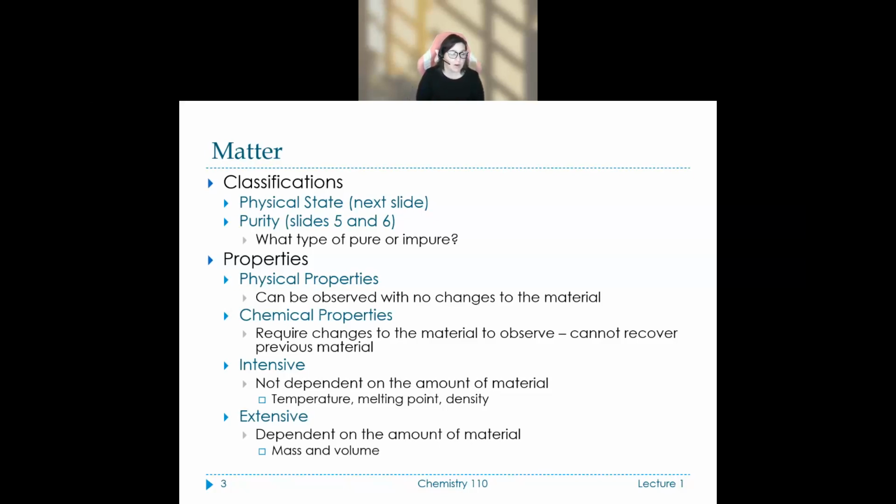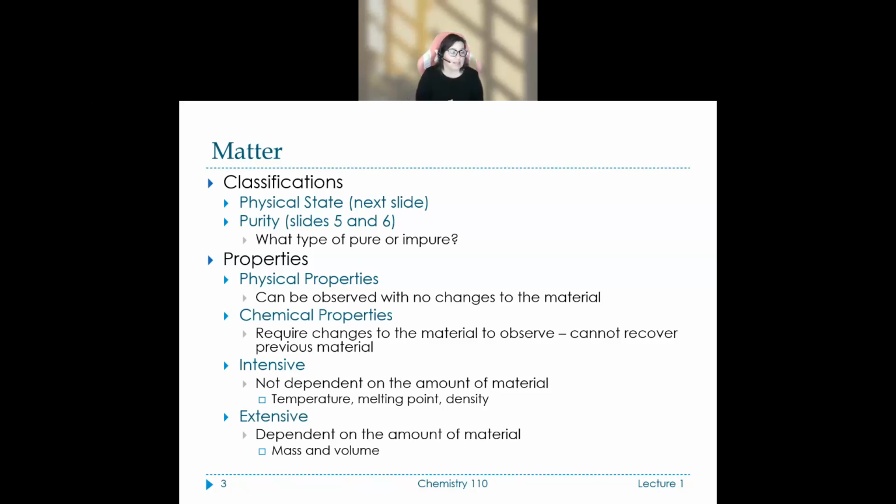Chemical properties require changes to the material to observe, so we cannot recover the previous material. For instance, if we were to analyze something via mass spectrometer or something of that nature, we wouldn't have the same material at the end. Okay, that is a destructive mechanism, so that's a way to look at the chemical properties.